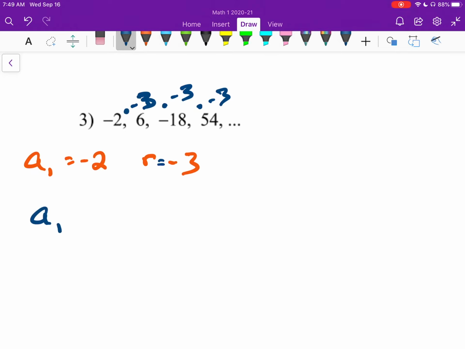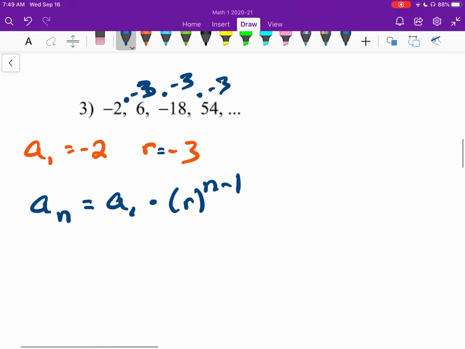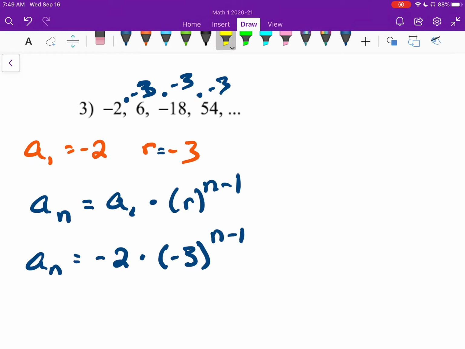So we have A sub n equals A1. Here, I'll just write the formula down. That's our formula. And we have A sub n equals -2 times -3 to the n minus 1. So here I got this A1 is that -2, and then -3 is that R. And this is our answer.